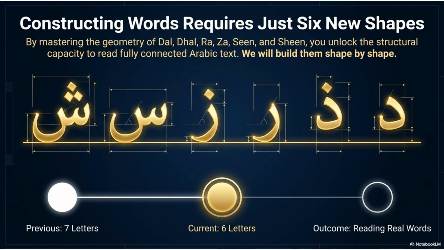To start reading real words, we only need to add 6 new shapes to your vocabulary. By mastering dal, dhal, ra, za, sin, and sheen, you will unlock the ability to read fully connected Arabic text. Let's look at them, shape by shape.